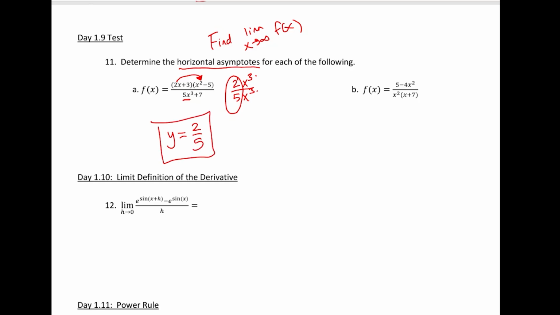This would also be the answer to the question, what's the limit as x approaches infinity of here? That's really what a horizontal asymptote is, by the way. Horizontal asymptote is the limit as x approaches infinity.